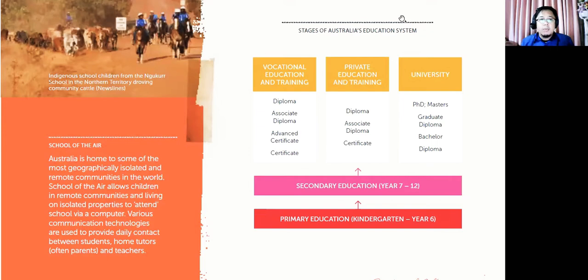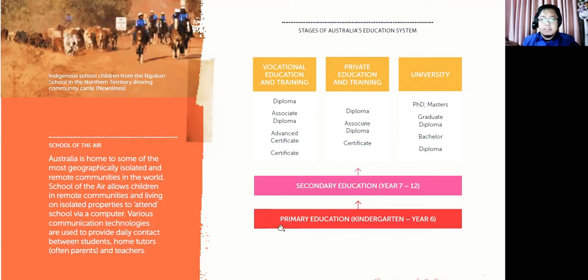You see, we have Indigenous school children from the Newport School in the Northern Territory droving community cattle. Nah, ini cattle, ini ada sapi-sapi. Kemudian, Australia is home to some of the most geographically isolated and remote communities in the world. Jadi, Australia ini adalah rumah dari banyak komunitas secara geografis terisolasi di dunia. Jadi School of Air, ini salah satu contohnya. Okay. Now let's see in here. Di sini adalah urutan pendidikan, tahapan pendidikan yang ada di sistem pendidikan Australia.